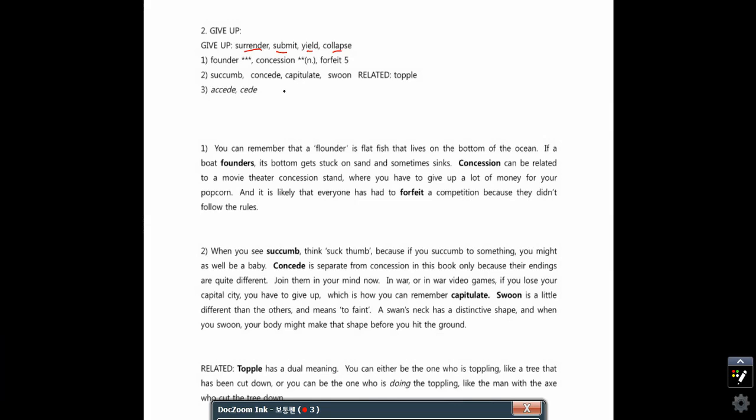Yield, and collapse. Not every family has these, but they're the most important ones to remember. So in our first family, we have founder, concession, and forfeit.